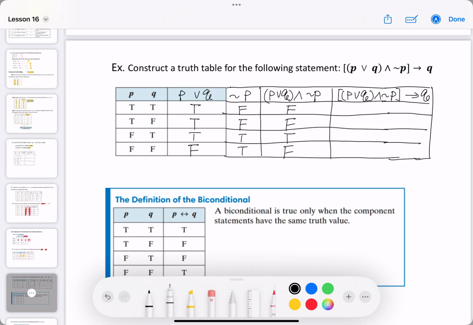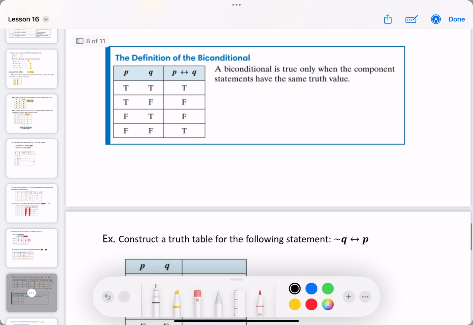Now we are having the conditional statement. We need to use which two columns? We're using this column and the Q column. Okay, if false, then true. Okay, this is true. If false, then false, it is true. If true, then true, this is a true statement. And the last one, if false, then false, it is also a true statement. Okay, we finished the conditional statement part.